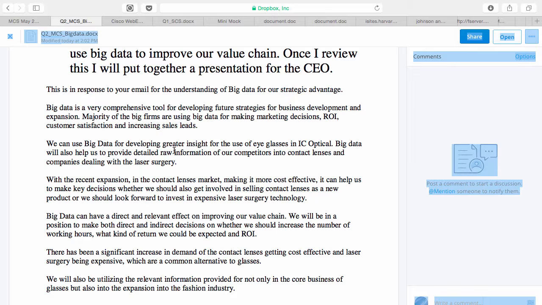So what you're saying is big data can have a direct and relevant effect on improving our value chain. We will be in a position to make both direct and indirect decisions on whether we should increase the number of working hours, what kind of return we could expect, and the ROI. There has been a significant increase in demand for contact lenses, getting cost effective, and laser surgery being expensive, which is a common alternative to glasses. We will also be utilizing the relevant information not only in the core business of glasses, but also in the expansion into the fashion industry.